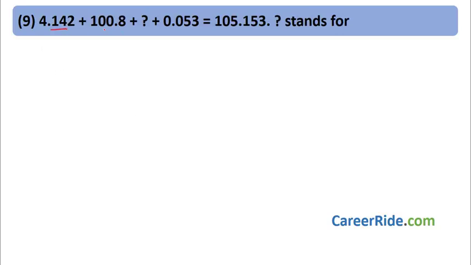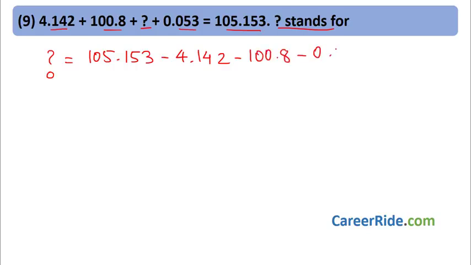4.142 plus 100.8 plus question mark plus 0.053 is equal to 105.153. Question mark stands for, again very easy, we can write question mark is nothing but 105.153 minus 4.142 minus 100.8 minus 0.053. Now how to calculate this? Do not go by decimals or write the decimal places. Very easy calculation. First consider the numbers before the decimal places. What will you have? 105 minus 4 minus 100 minus 0. What will you get? This is 105 minus 104, this is 1, okay.